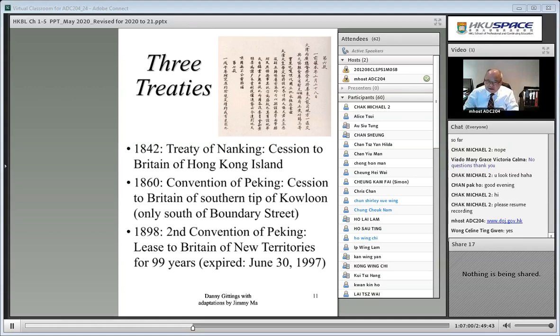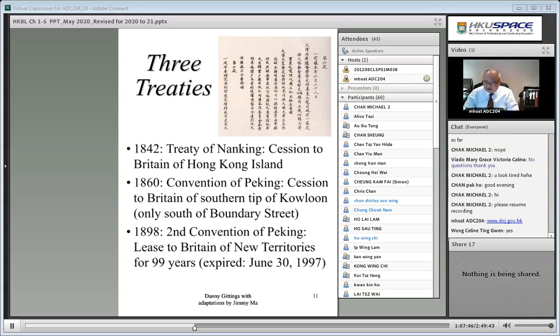First, the Treaty of Nanking, which has the effect of cession of Hong Kong Island to Britain. Now, the Treaty of Nanking is very sensitive. It's a treaty that the Chinese government did not recognize because it being an unequal treaty, and therefore under the Vienna Convention on the Law of Treaties, this was not recognized by Beijing, by the PRC government.